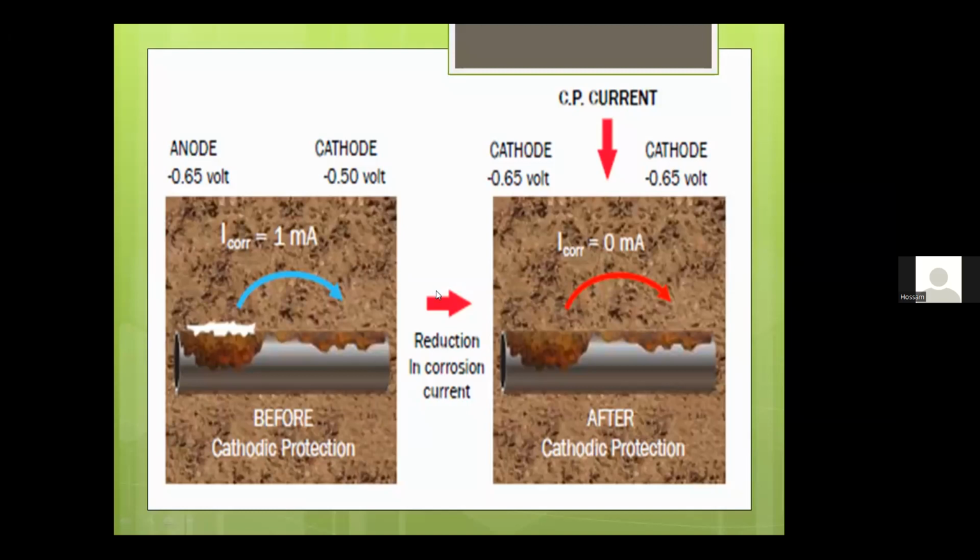When we apply cathodic protection, what happens? The cathodic protection will change the potential of the cathodic sites from negative 0.5 to negative 0.65. It becomes more electronegative. So both the cathodic sites and the anodic sites become cathodes. They have the same potential, so there is no need for corrosion current to flow from here to here. So the corrosion current becomes zero. It's reduced from 1 milliampere to 0 milliampere after applying cathodic protection.